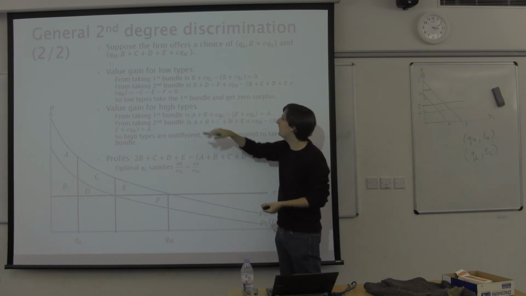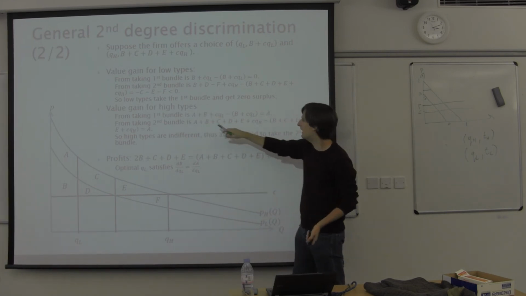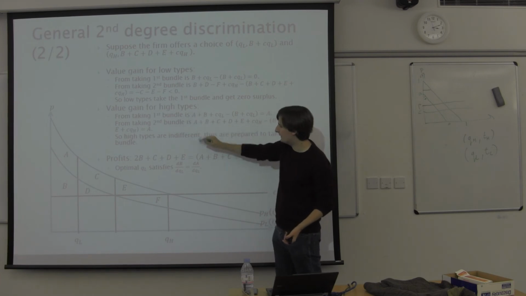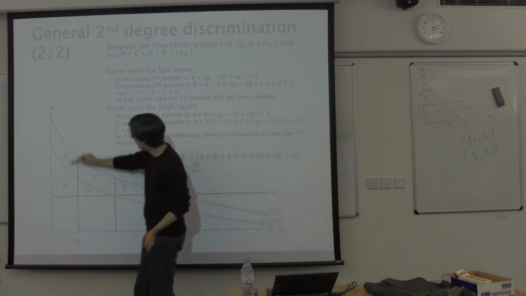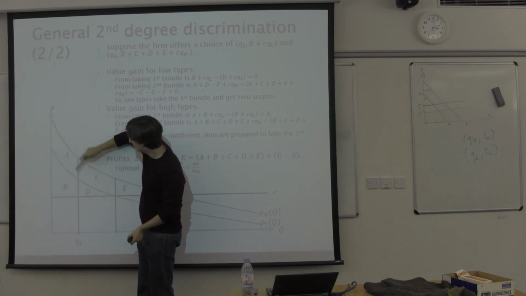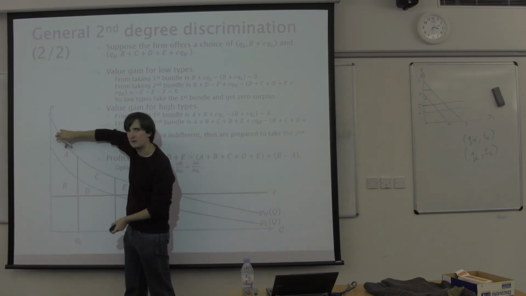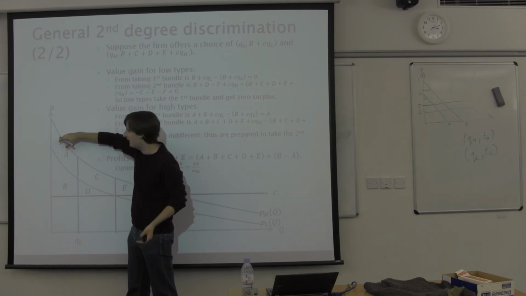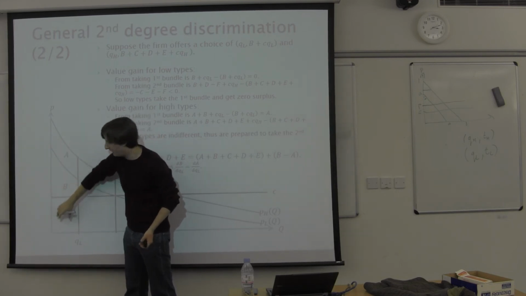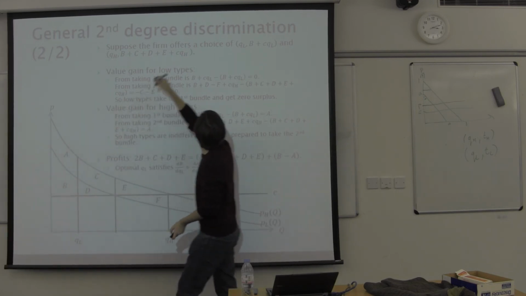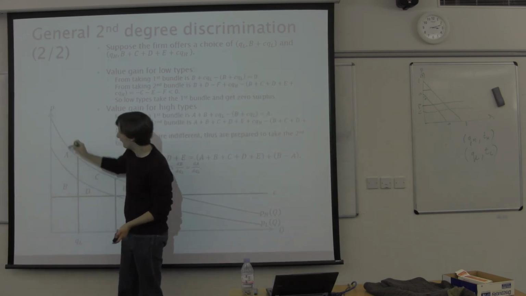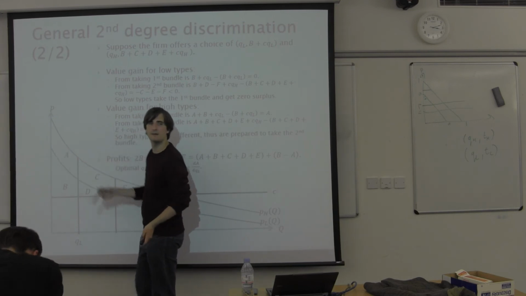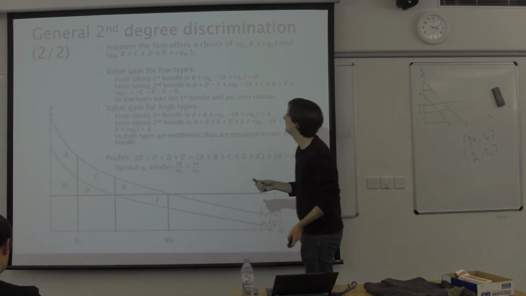What about the high types? Well, if the high types decide to take the first bundle, they get a quantity QL. Here's their demand curve, it's this high one. So their total gain in surplus from taking it is A plus B plus C QL, but they have to pay B plus C QL. Okay, so overall they gain A if they take the low bundle.